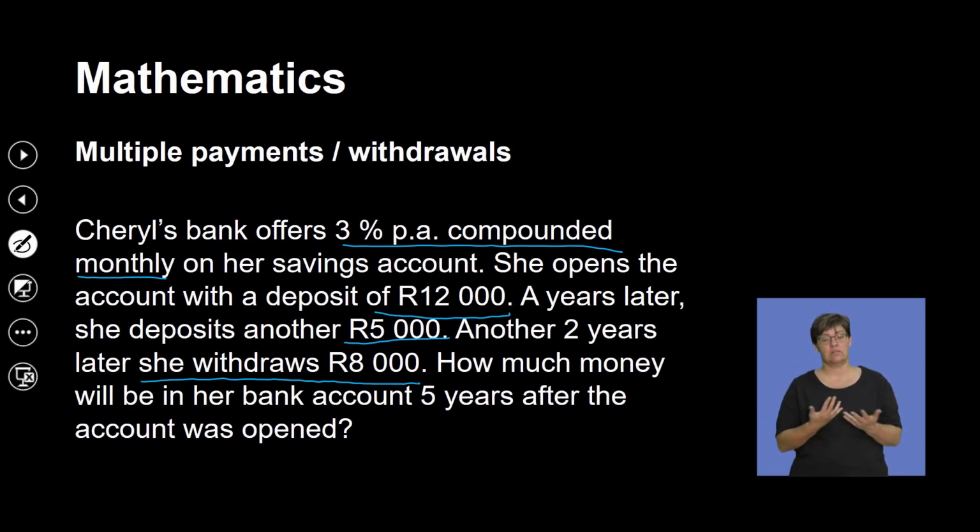because maybe an emergency came up, so she just needs to take out that amount. So you can see that for the first investment she made, she deposited 12,000, and then a year later she decided to deposit 5,000, right? And then 2 years later she decides again to withdraw, because it might be an emergency, or maybe she saw something that she would like to get, or she has to put up a deposit for something she's trying to buy. Now, we want to know how much money she will actually have in her account after 5 years, right?